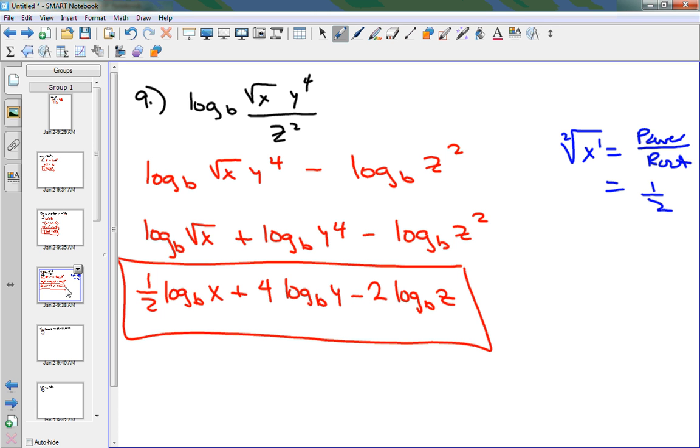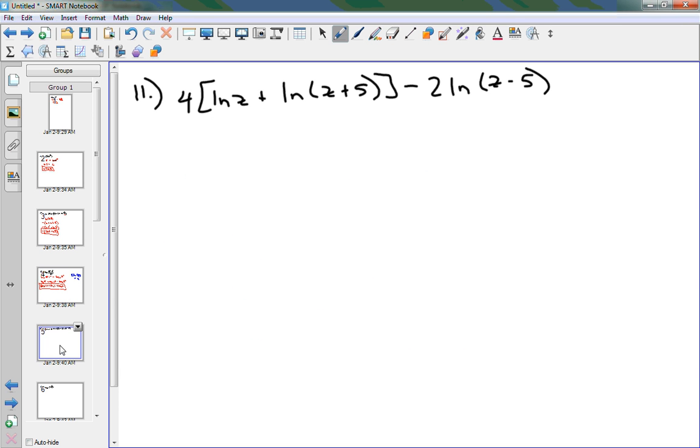Now, the next set of instructions said to condense each of the following. And the one I chose to do is number 11. If I'm condensing this thing, what do I do? So I need to work where first? Inside the parentheses, just like you would in order of operations problems. The 4 comes down. This right here, addition, means multiplication.